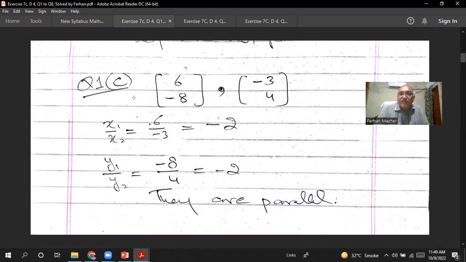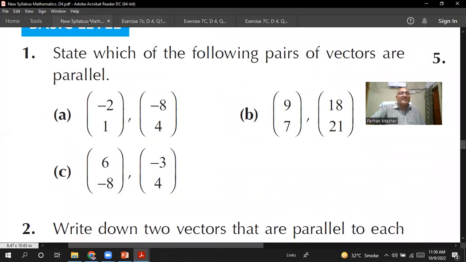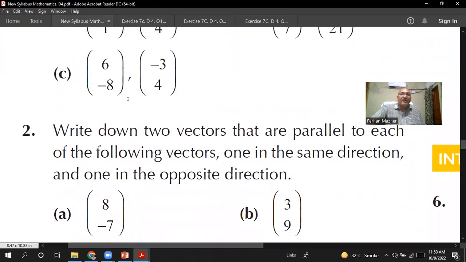Same way, take the ratio of the y1 with the y2. So that will be minus 8 by 4. That will be minus 2. You can see both the ratios are same. So these two vectors, they are parallel to each other. I hope you understand how you prove that the two vectors are parallel to each other.